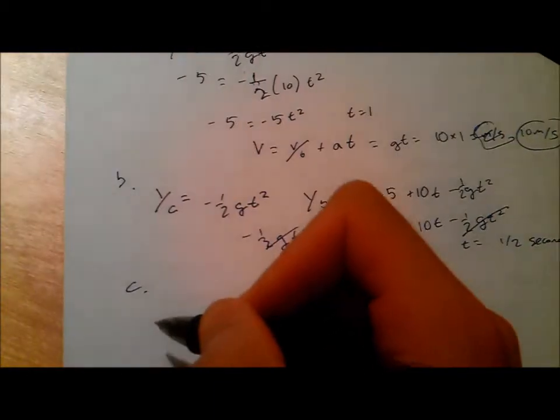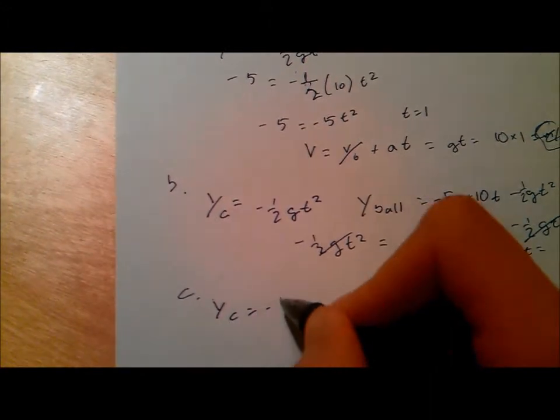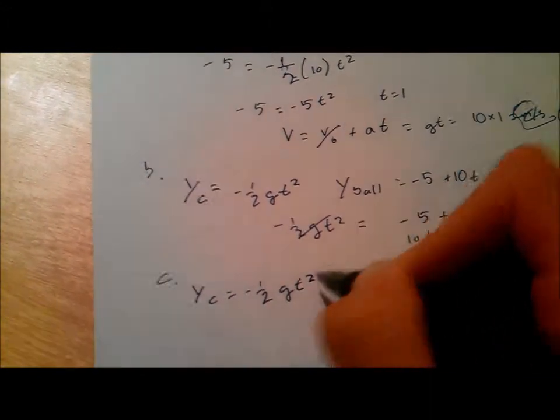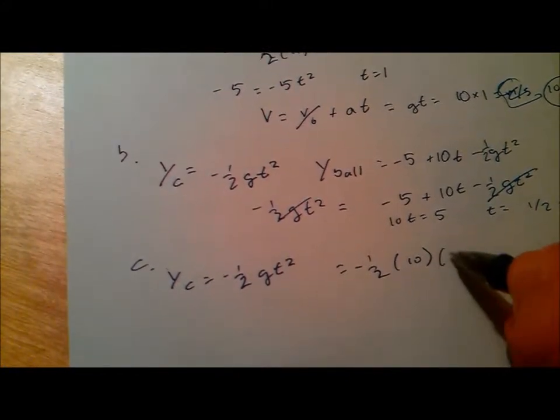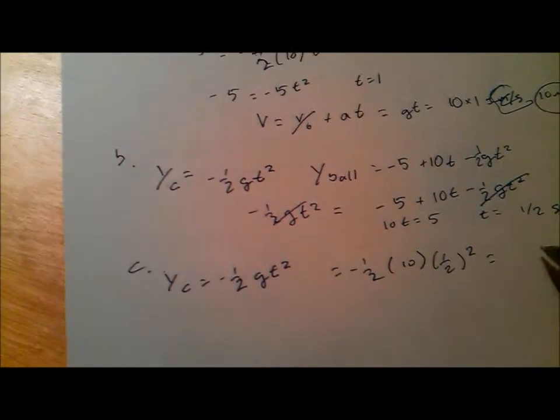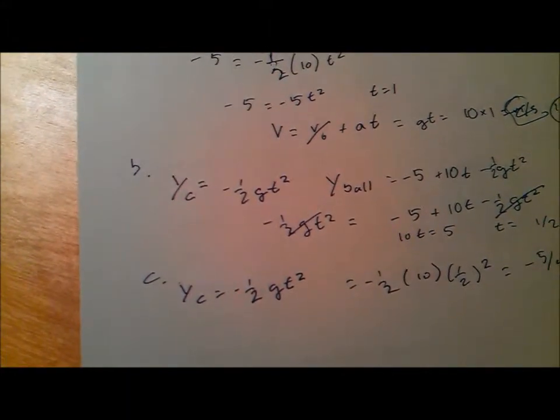So on to C, determine the height above the ground at which collision takes place. We're just going to take one of these equations. We're going to use clay because it's simpler, so negative 1/2 g t squared. So negative 1/2, 10, and then that's 1/2 squared. So it's going to come out to negative 5/4, or negative 1.25.